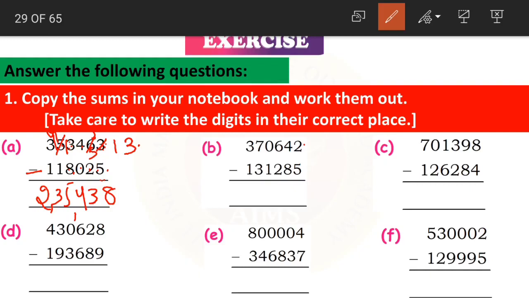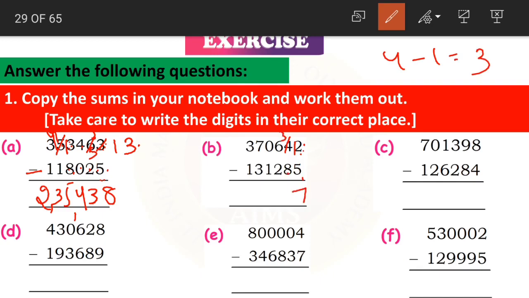Now question number B. Now 2 minus 5. Again it is not possible. So we borrow 1. 2 becomes 12. And we took the 1 from 4, right? So 4 minus 1 becomes what? It becomes 3. Yes, it becomes 3. So 12 minus 5, 7.